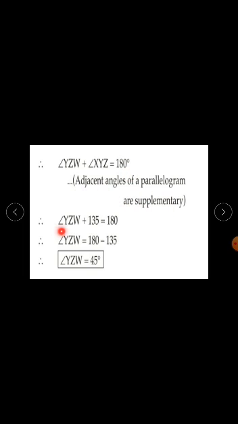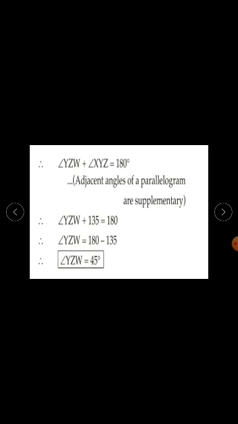Therefore, angle YZW plus, substituting the value of angle XYZ, 135, equals 180 degrees. So angle YZW is equal to 180 minus 135. Therefore, angle YZW is equal to 45 degrees.